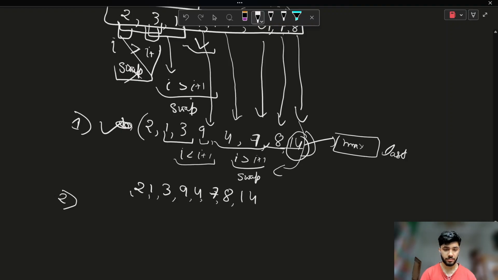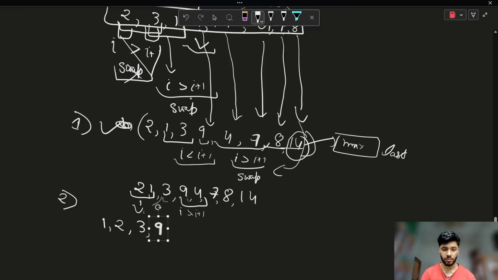First iteration, a swap happens. Yes, because it satisfies the condition of swap: the element at i is greater than the element at i plus 1. 1, 2 will happen. Now 3 is here. Nothing will happen because 2 is smaller. 3 and 9, will something happen? No. So here we'll be getting 9. 9 and 4, think about it. i is greater than i plus 1, so it will get swapped.